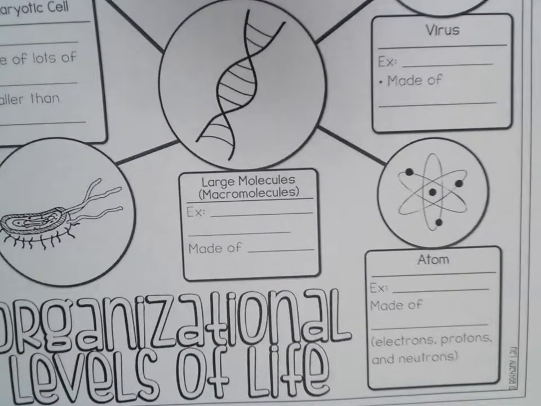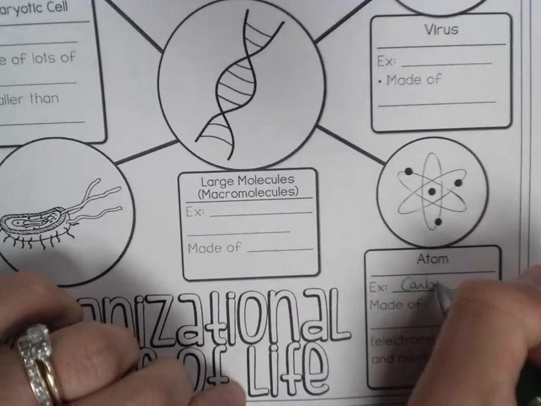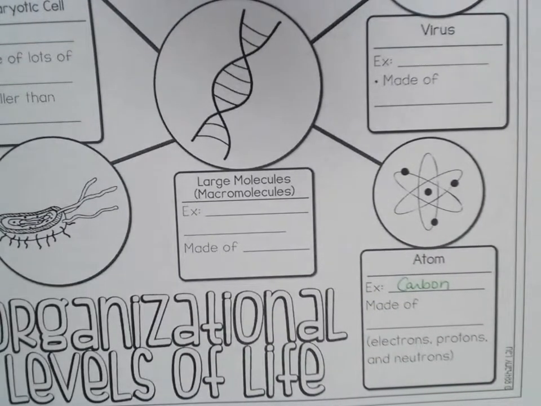So when we're starting at the very basic organizational levels, we want to start with an atom. An atom is like an atom of carbon, or an atom of gold, or an atom of silver. If you think of atoms, it's all the different things on the periodic table. We'll do carbon here, since we're talking about life, and all life is built from carbon atoms.